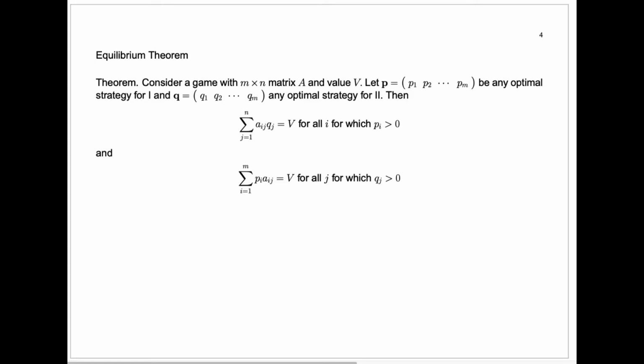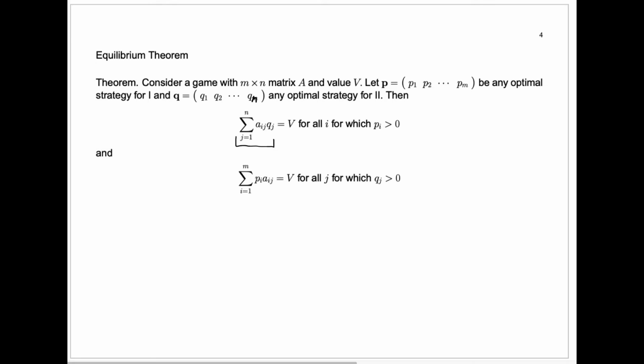and q is an optimal strategy for player 2. Again, I've always been writing these incorrectly. That should be q1 through qn. Then these are equalizing strategies in the following sense. Not absolutely equalizing strategies, but they will be equalizing in the sense that the value of the game will always be exactly equal to this thing on the left.